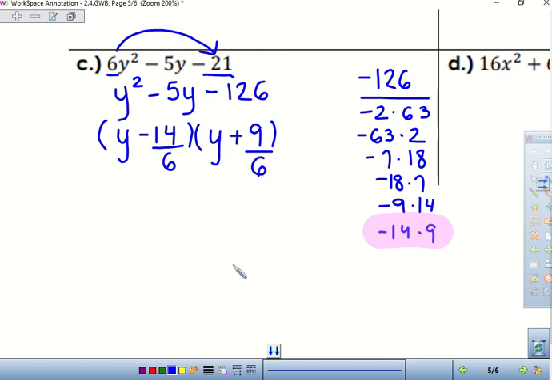And what you're going to notice is sometimes it divides in evenly and sometimes it doesn't. So sometimes you just have to reduce whatever these fractions are. So how could I reduce 14 over 6? Divide by 2. Which would be 7 over 3. And this one over here would reduce to 3 over 2, right?